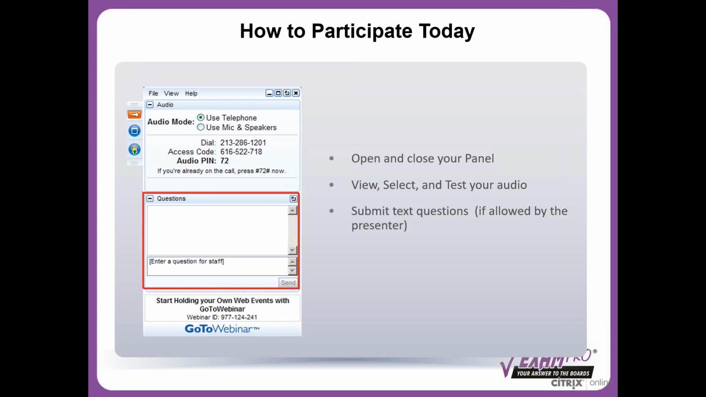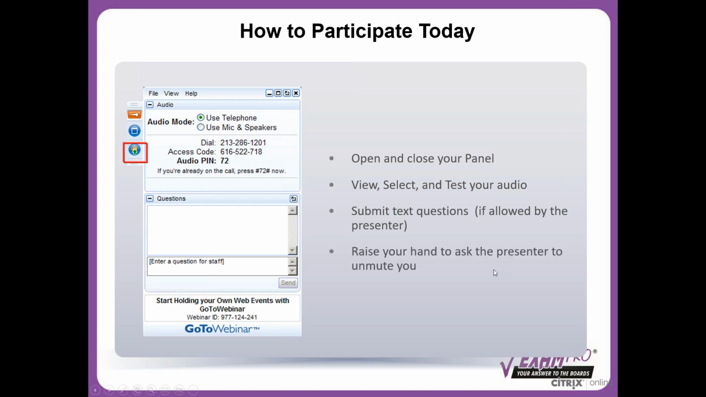The most important thing is how you volunteer. You'll just raise your hand, I'll unmute you on my end, and then you just need to make sure you're unmuted on your end. Underneath your orange arrow, make sure that you're unmuted on your microphone.